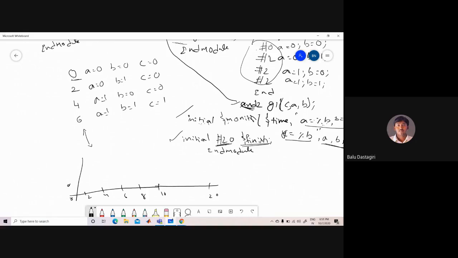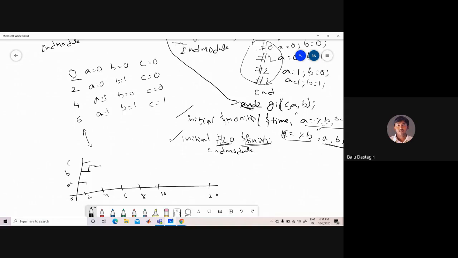So initially I have taken A is equal to 0 and B is equal to 0. Therefore the value of C is also 0 initially. Now after 2 units of time, A equal to 0, and B becomes 1. Okay.